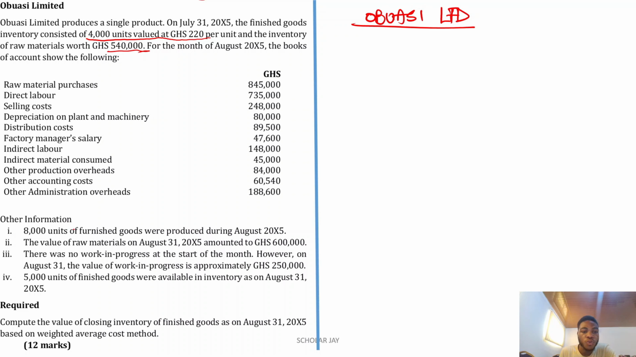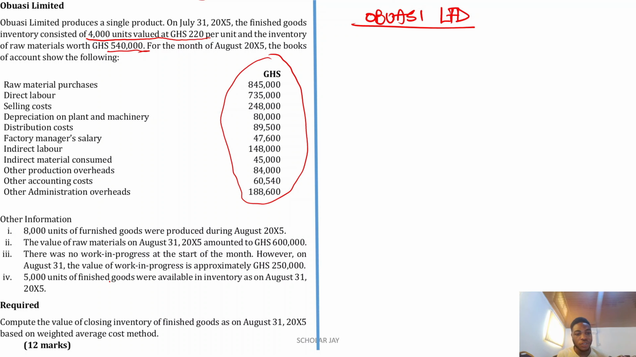8,000 units of goods were produced during August 20X5. So they are saying that during August, 8,000 units of these finished goods were produced. But it is left to us to find the value of that 8,000 units. Are you getting the picture? We know that 8,000 units were produced, but what is the total value that was incurred in producing these 8,000 units? That is what this information here will help us ascertain.